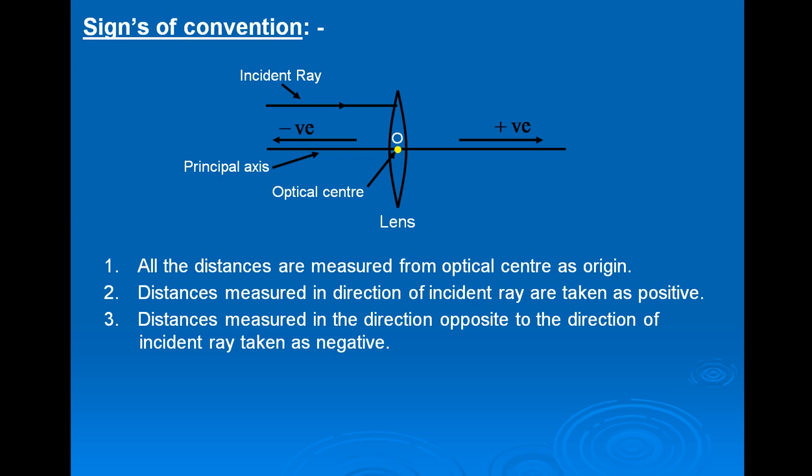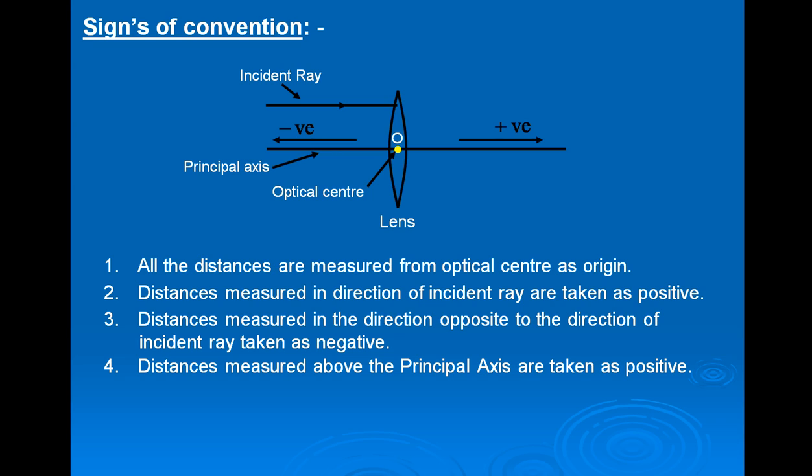Now the fourth one is the distance measured above the principal axis are taken as positive. As in the diagram, the distance measured in the upper direction above the principal axis are taken as positive.